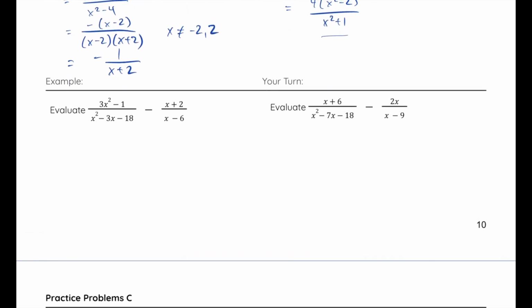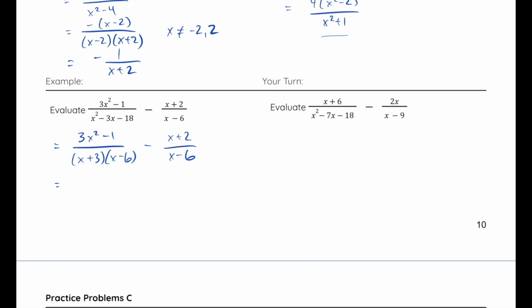Okay, in this next example, sometimes it's very useful to factor some quadratics before you start multiplying things together to find a common denominator, because sometimes you can find they have similar factors. So for example, if I factor out this denominator here in the first term, I end up with x plus 3 and x minus 6, minus x plus 2 over x minus 6. And so we see we already have an x minus 6 term, so we really only need to multiply the second fraction by x plus 3.